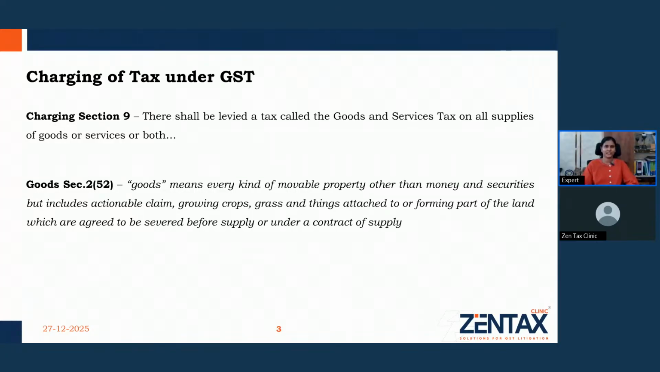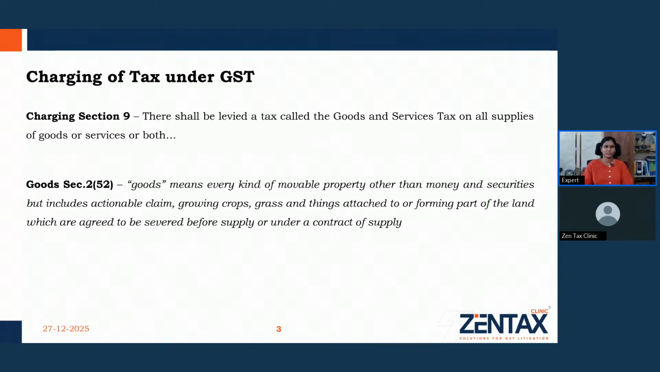As we all know, Section 9 is the charging section in GST. As per Section 9 of the CGST Act, it is mentioned that there shall be levied a tax called goods and services tax on all supplies of goods or services or both. So in the charging section, they have mentioned goods or services or both.